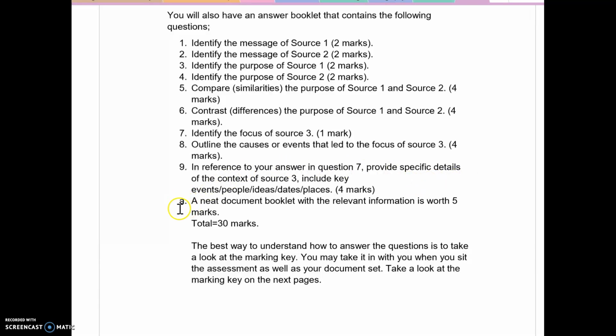And then I've put A here. It's a bit weird, I know. It's not really a question. It's just the section that is also worth 5 marks: a neat booklet with all the conventions that we looked at before addressed.